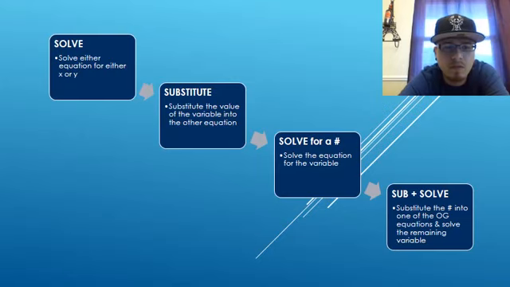So our very first step is to solve one of the equations for either x or for y. You want to get x equals whatever, y equals whatever. It will not equal a number yet.